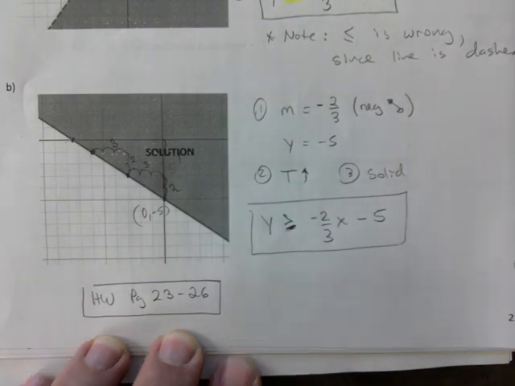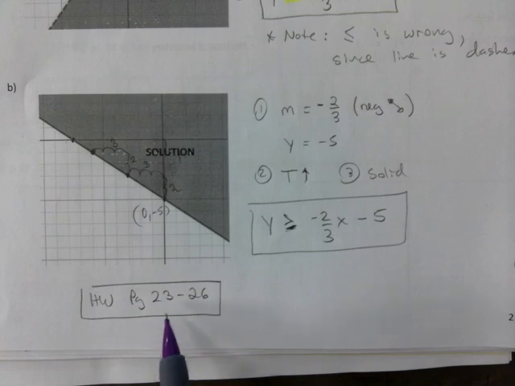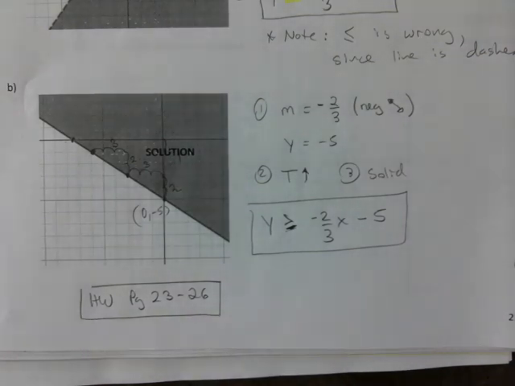Okay, so this is the homework, guys. 23 to 26. I don't expect you to graph every single inequality, I get it, right? But try at least every other one. You will have some horizontal and vertical boundary lines. And I also want you to be able to read the inequality from the graph.